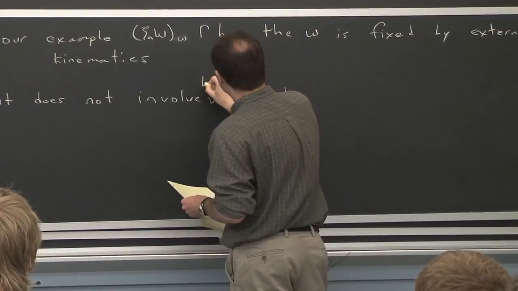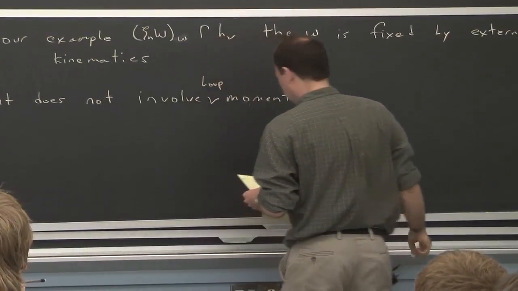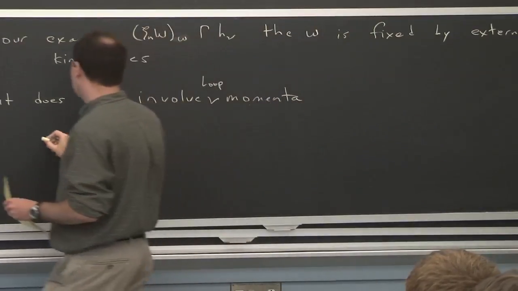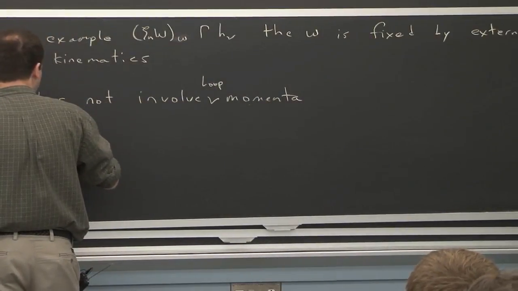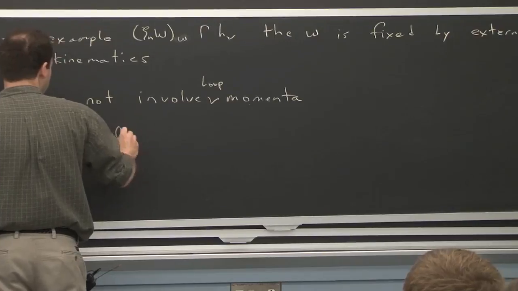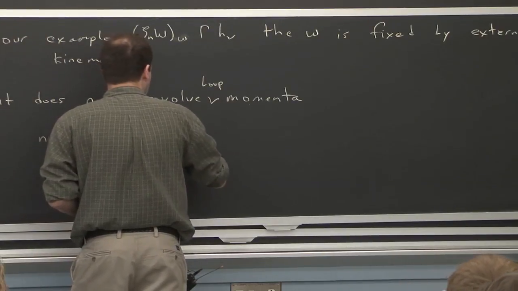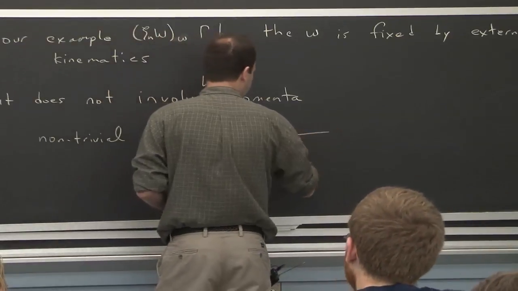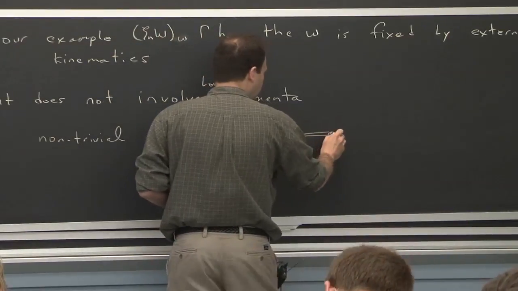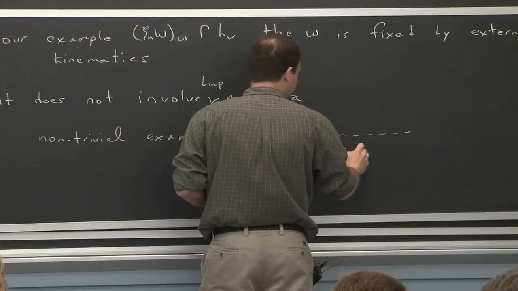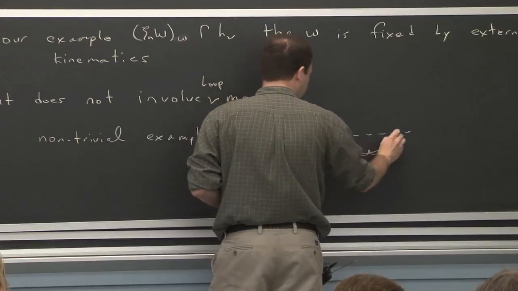So it does not involve loop momenta. In all the diagrams we considered, that's trivial except for one non-trivial example. And that non-trivial example is the one where we had a linear vertex type diagram like this.